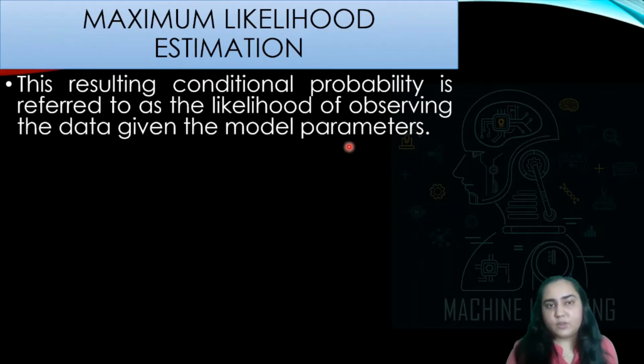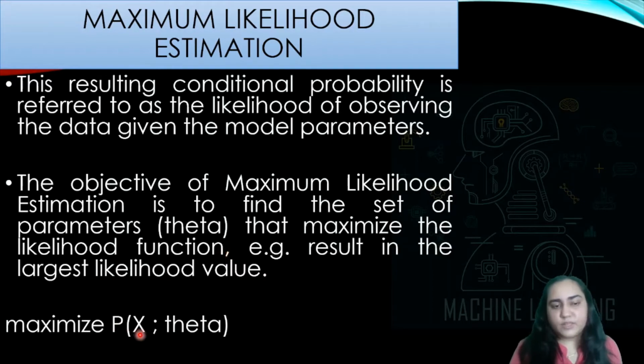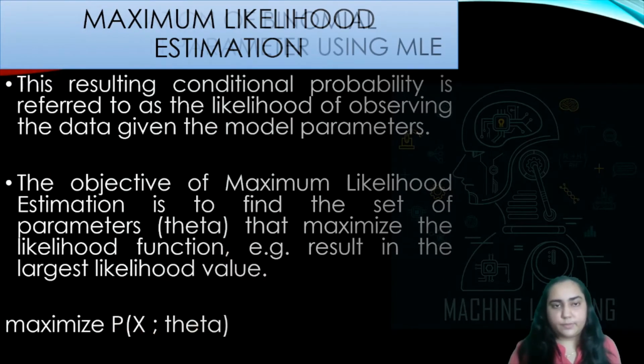So what do you have here? This result is a conditional probability. And if you find that, it is known as the likelihood of observing the data given the model parameters. And the objective of this function, this MLE, is to find the set of parameters known as theta to maximize the likelihood function, for example, result in the largest likelihood value. So find the value of theta in such a way that it is the most probable value. So you have to maximize P(X | θ).